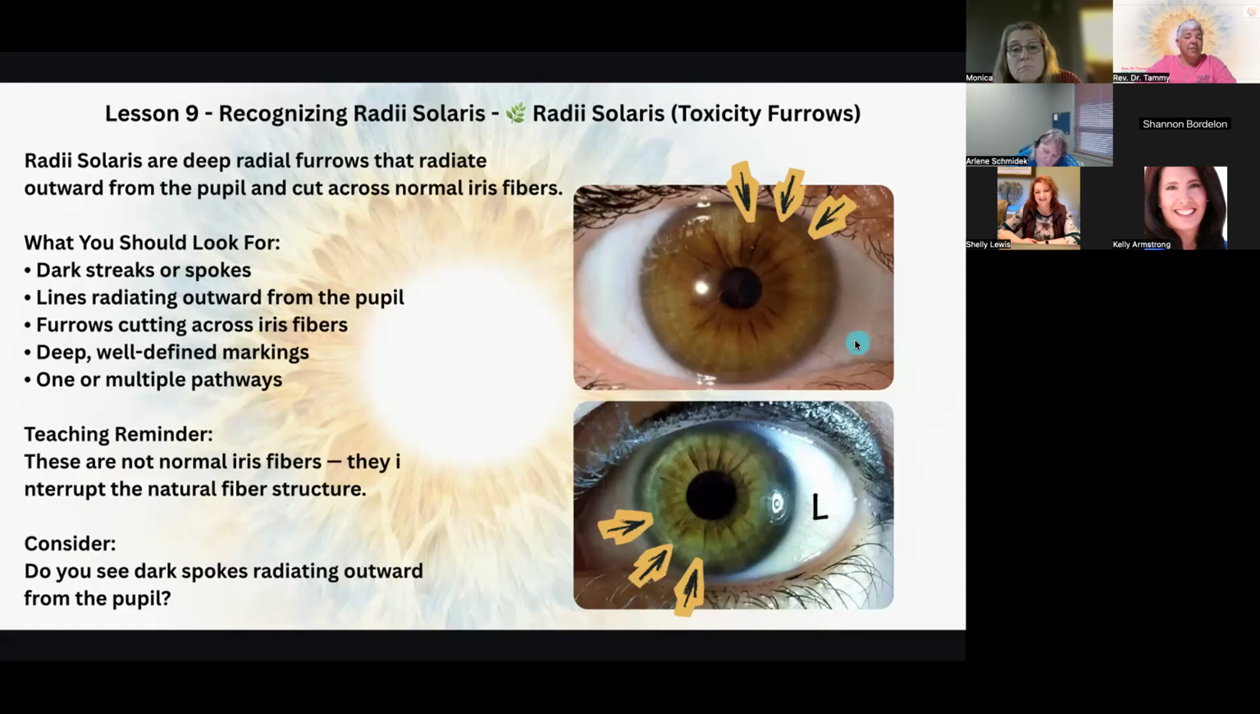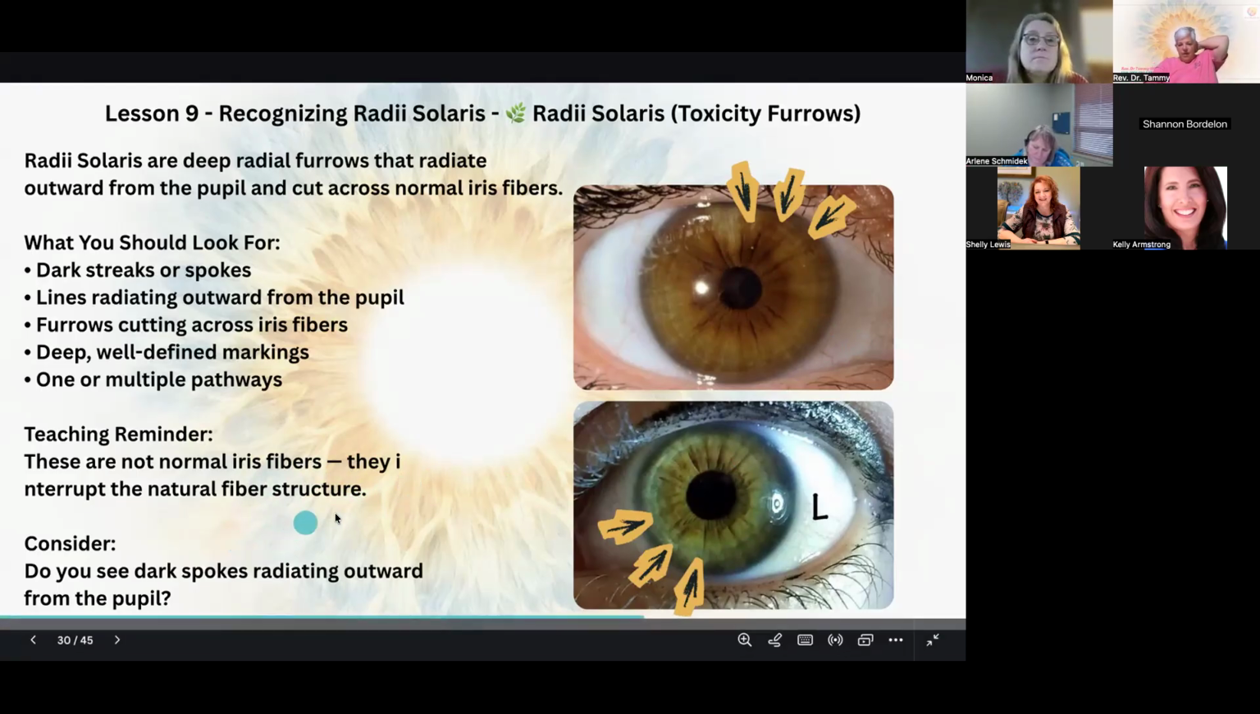How deep and well defined are they? And as they start to detoxify, you start to see these lighten up. I've seen them just lighten up and start to go away, and some of them can clear right up, some of them not so much. These are not normal iris fibers. They interrupt the natural fiber structure. I messed up my slide there.